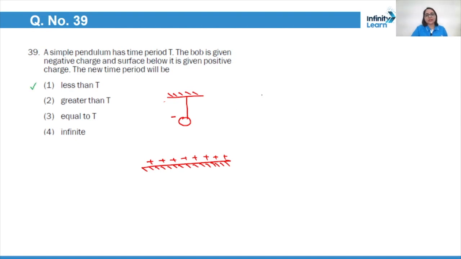So in this case, time period t initial without the presence of any charge, it is 2 pi under root L upon g. Okay. Now in this case, what happens is because of the presence of positive charge just below the bob, it will be attracted by this positive charge. Okay. So apart from mg, at equilibrium position, it will have one more force, that is the electrostatic force in this direction. Okay, so this is Fe because of the presence of positive charge.